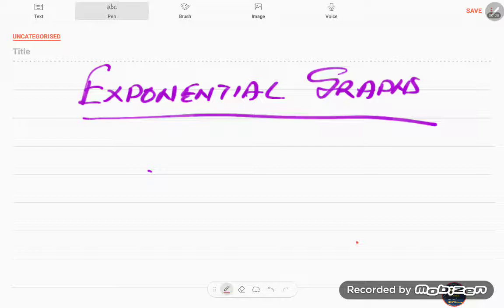And today we are looking at exponential graphs. We're still on the curve sketching and transformations topic, and this is the last graph that we're looking at. Let's get straight into it.